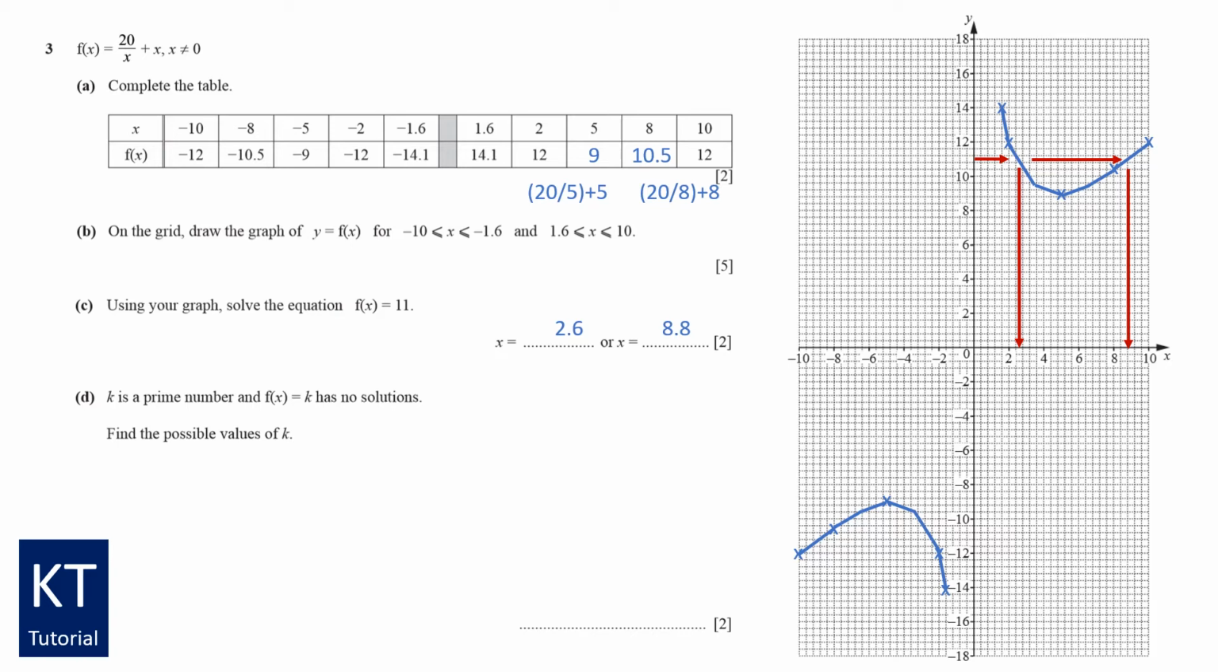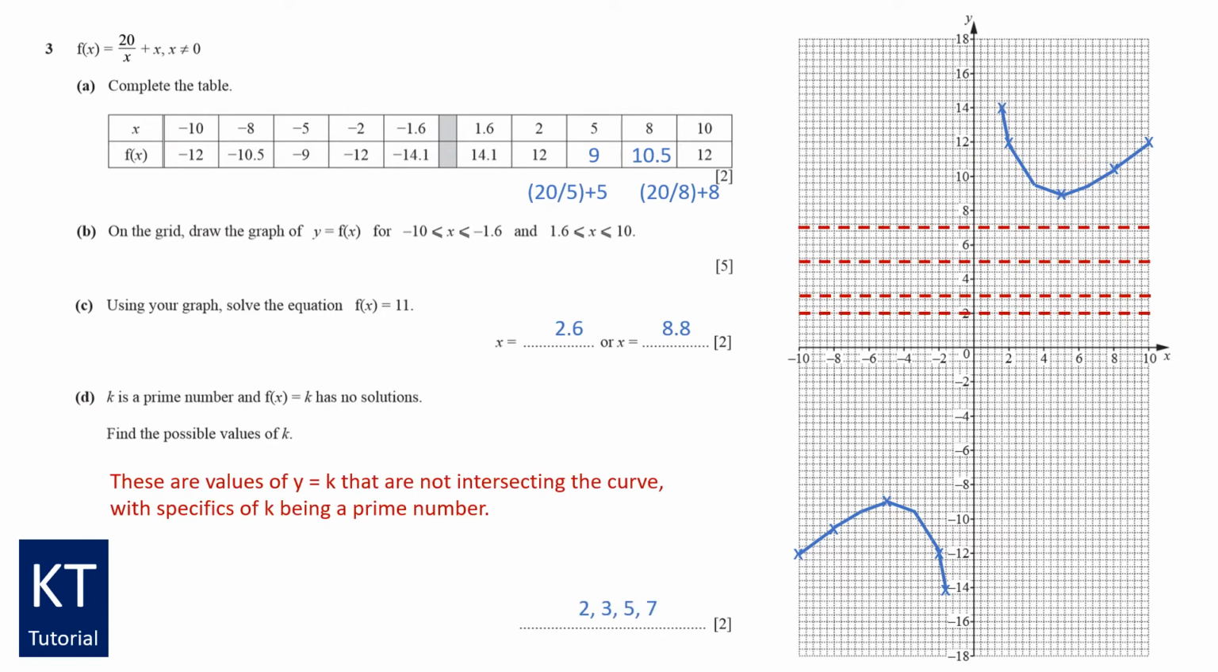Next, k is a prime number and f(x) equals k has no solutions. Find the possible values of k. These are the values of y equals k that are not intersecting the curve, with specifics of k being a prime number.